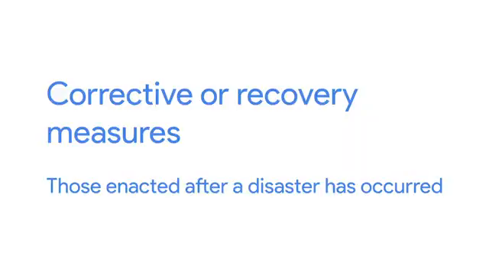Finally, corrective or recovery measures are those enacted after a disaster has occurred. These measures involve steps like restoring lost data from backups or rebuilding and reconfiguring systems that were damaged. Once the disaster has been detected and steps have been taken to either prevent an outage or at least minimize downtime, work should begin on restoring full operations of everything affected.